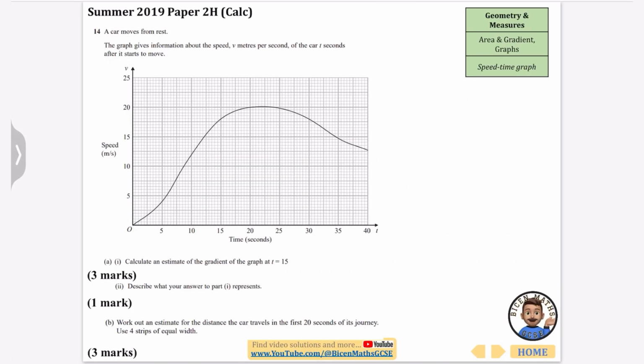Okay, this time we have another speed time graph. A car moves from rest, so it starts with 0 here. The graph gives information about the speed v meters per second of the car t seconds after it starts to move. Calculate an estimate of the gradient at t equals 15. So there is t equals 15. I'm going to draw a straight line at t equals 15. I think that'll be fine.